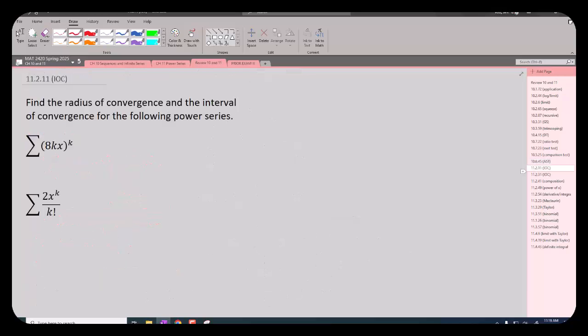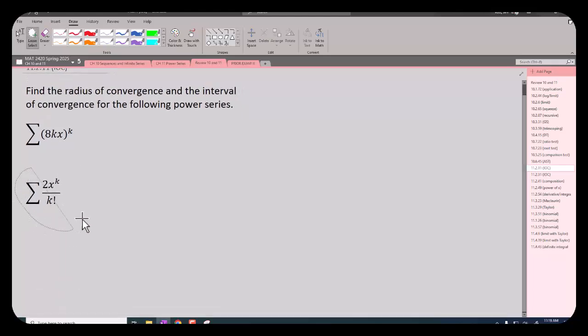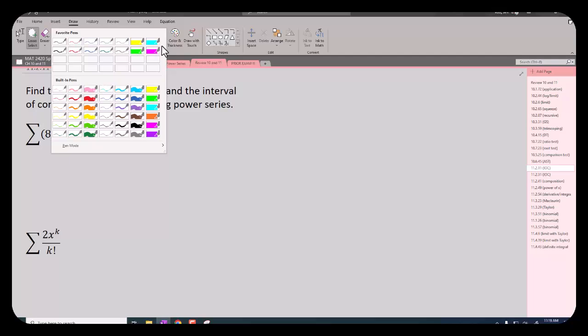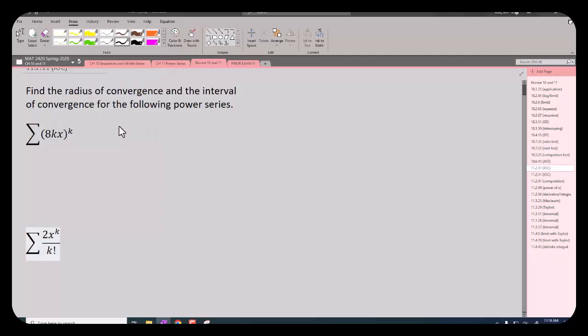IOC. The most important part of chapter 11 really is being able to find an IOC. So let's take a look at this first one. To find an IOC, we are going to use the ratio test or the root test. Either one will work. This one looks like the root test would be a nice way to go. You can do either, it does not matter. So we'll call it rho if we're going to do the root test.